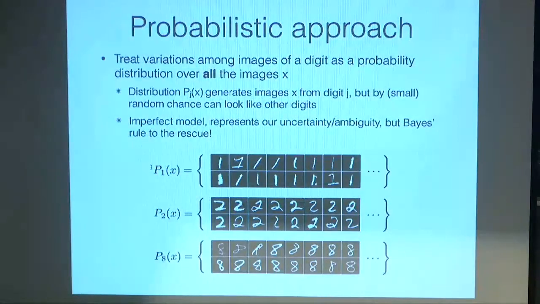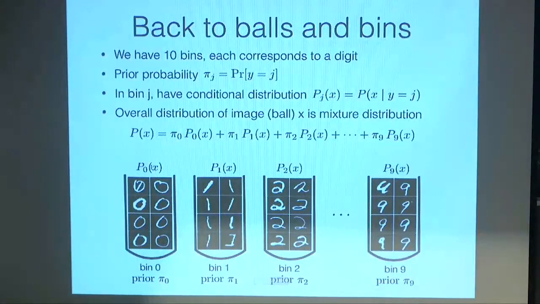What we can do is view the problem of digit classification as our balls and beans problem. Now, instead of having 2 bins, we have 10 bins. Every bin corresponds to a digit. This is the bin for digit 0, this is the bin for digit 1, and so on. And we have our prior probability. Let's call that pi sub j, the probability that the digit is equal to j.